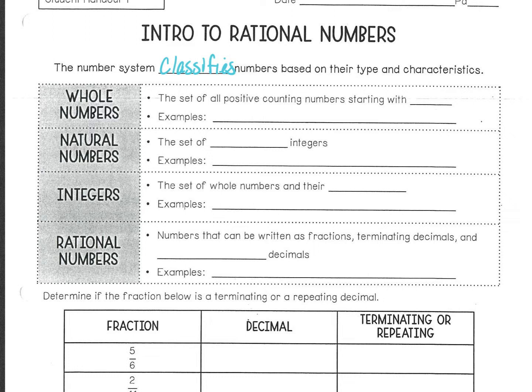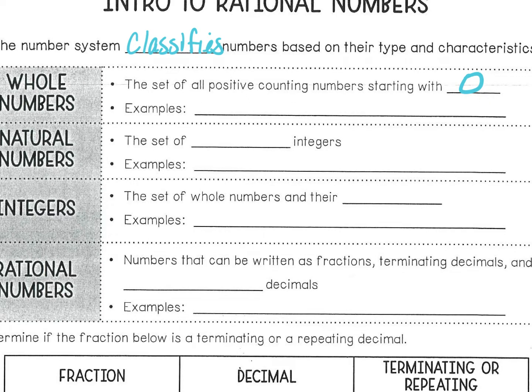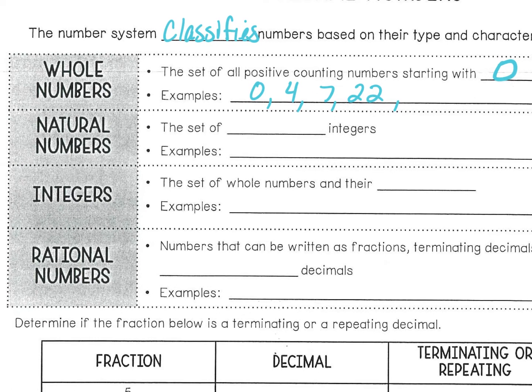Okay, so we have what we call whole numbers. You started learning those. That's one of the first things you started learning. It's a set of all positive counting numbers. And this one we start with 0. Okay, so you can throw some examples down there as long as it's positive. So 0, 4, I'm just picking them off my answer bank now. My favorite number is 22. You can put your favorite number in there as long as it's positive. So that's like all the numbers when you first started learning to count, you started with.